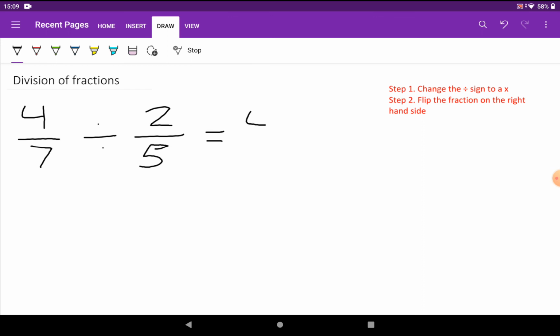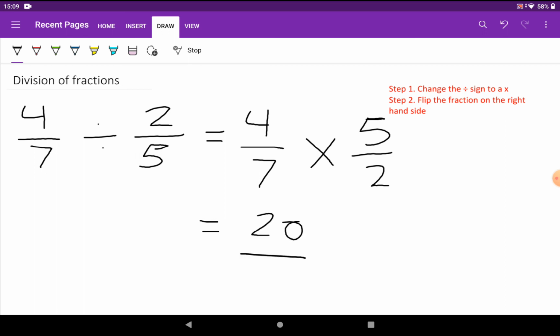Okay, so let's start off by rewriting it, changing the division sign to multiplication, and flipping the fraction on the right hand side. Then the next step, all we've got to do is multiply. So 4 times 5 is 20, and 7 times 2 is 14. This can also be simplified to 10 over 7.